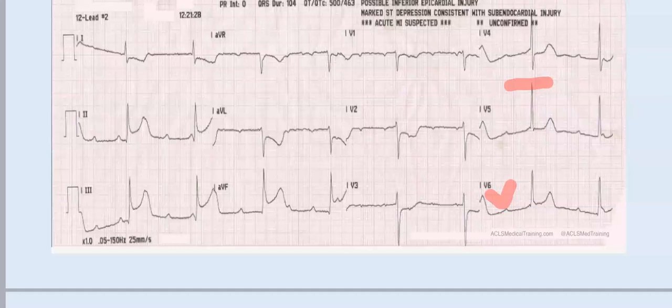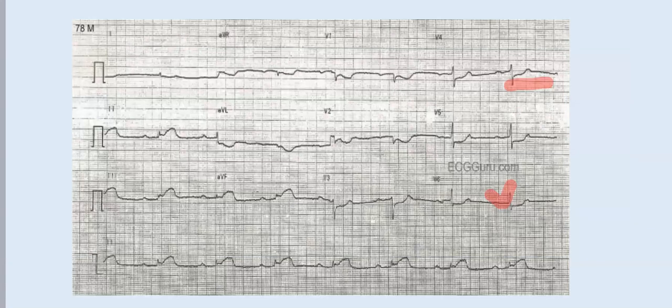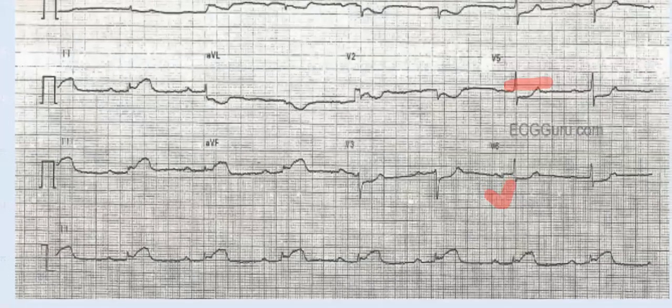Great. Okay. This is again inferior wall MI with a benign form of block, which is type 1. Yeah, this is first degree heart block. So the inferior wall MI can come with blocks, first degree, second degree, third degree, okay? All of them.